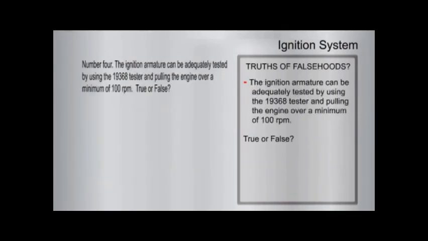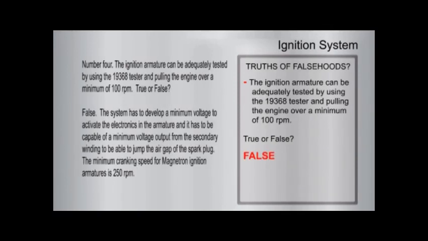Number 4. The ignition armature can be adequately tested by using the 19368 tester and pulling the engine over a minimum of 100 RPM. True or false? False. The system has to develop a minimum voltage to activate the electronics in the armature, and it has to be capable of a minimum voltage output from the secondary winding to be able to jump the air gap of the spark plug. The minimum cranking speed for magnetron ignition armatures is 250 RPM.